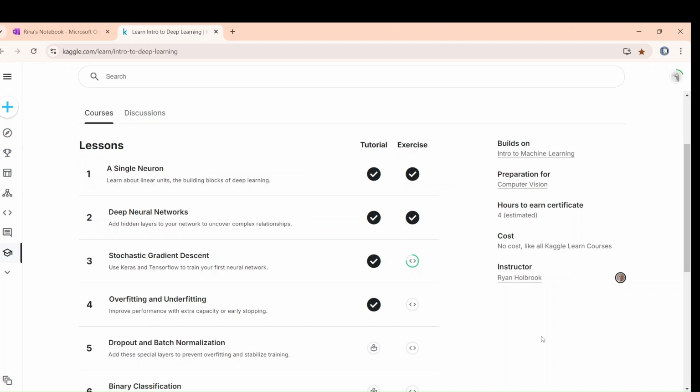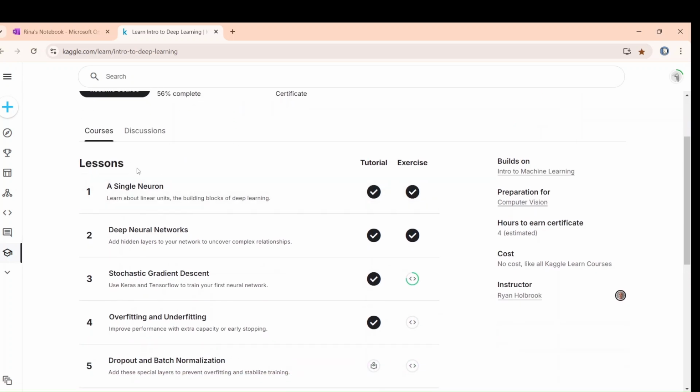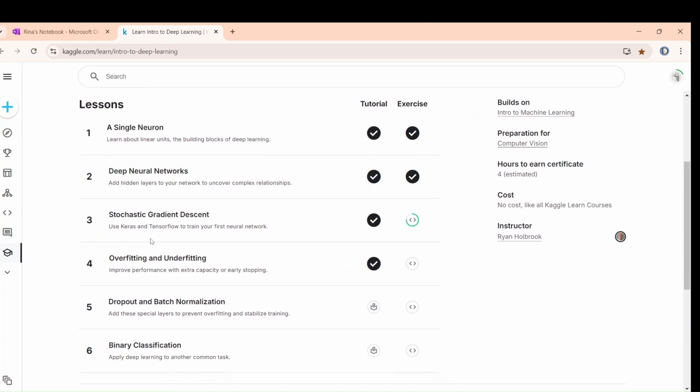Hello everyone, let's continue our learning from Kaggle. We have started deep learning and we understood a single neuron. Then we did a complete neural network, and after that we also learned how to apply any loss function and how to optimize any neural network using a loss function and any optimizer. All these things we have done as of now.